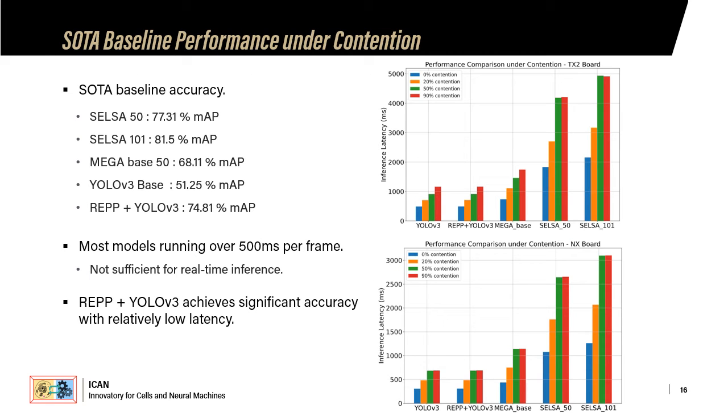Next are the state-of-the-art baseline models' accuracy and latency performance under contention. The accuracy ranges from 51.25% up to 81.5% as follows. Results on the Jetson TX2 board and Xavier NX board show a similar trend of increasing latency with increasing contention level for all models. Also, the contention saturation mentioned on the previous slide is also observed with these models, where 50% contention and 90% contention latency is very similar.